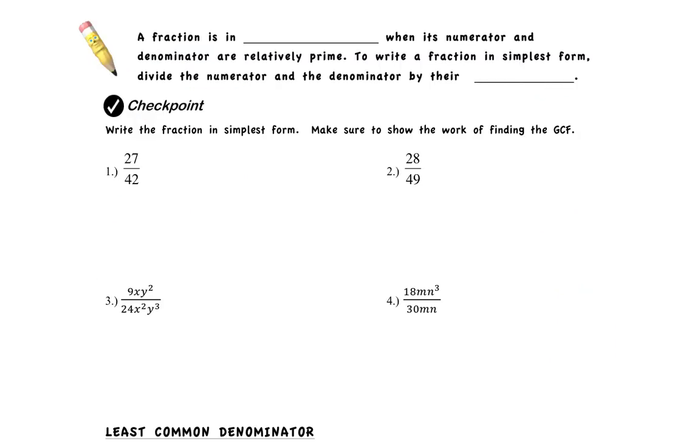All right, so a fraction is in what we call simplest form. I'm guessing you've maybe heard that word before. When its numerator and denominator are relatively prime. Now let's remember what that word means. We talked about relatively prime when we talked about GCF. Two numbers are relatively prime if their GCF is 1. In other words, they have nothing in common. They have no common factor except 1.